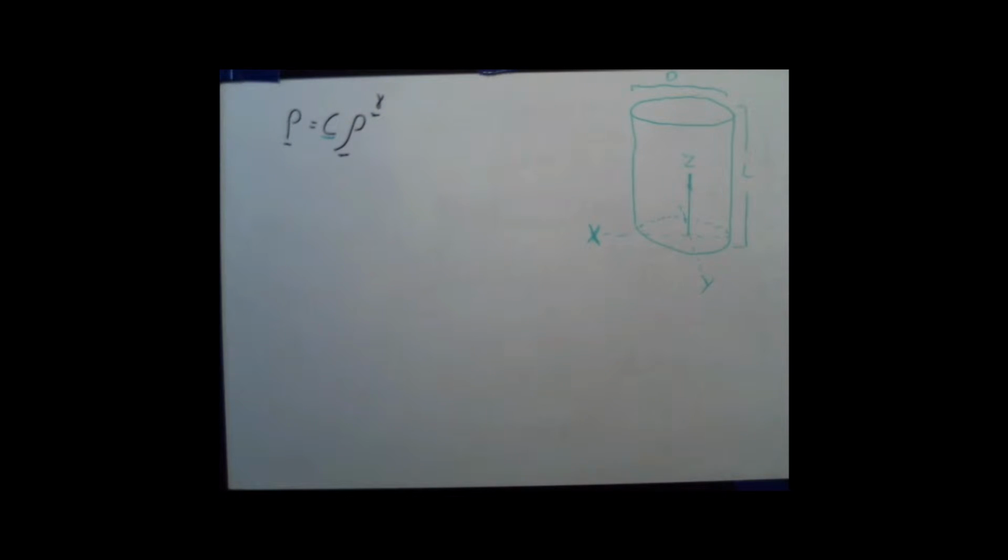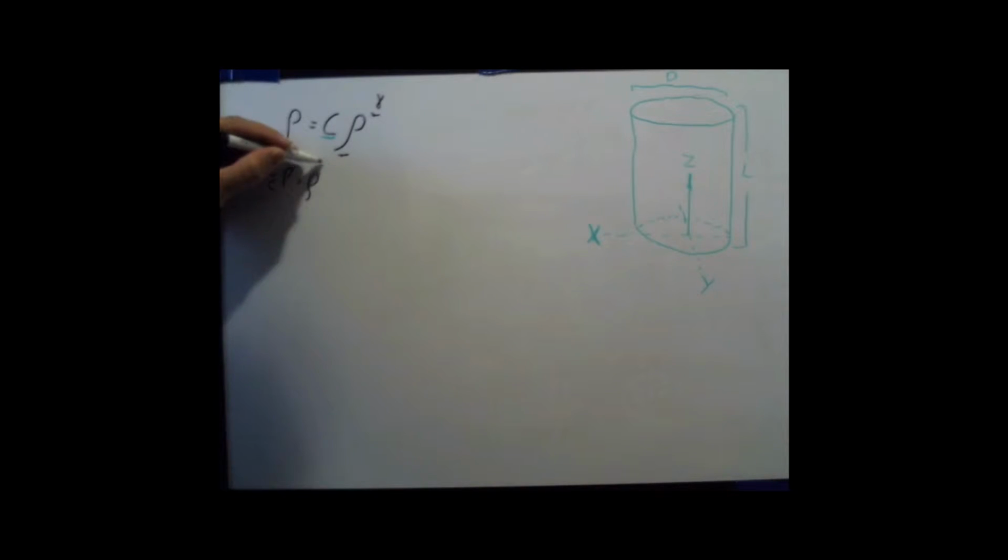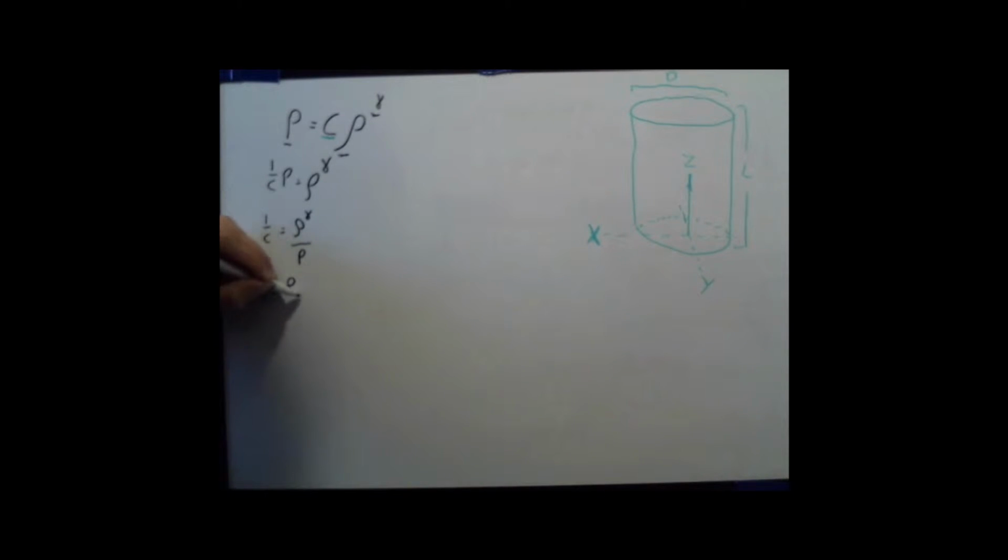So, where do we begin? Well, first I want to solve for C. I'm going to say, move C to the other side and say 1 over C times pressure equals rho to the gamma power. And then I'll move pressure to the other side and say 1 over C equals rho to the gamma power divided by pressure. Reciprocate both sides, and I have C equals pressure over rho to the gamma power. That's 3 times in a row. Well, pun intended there.